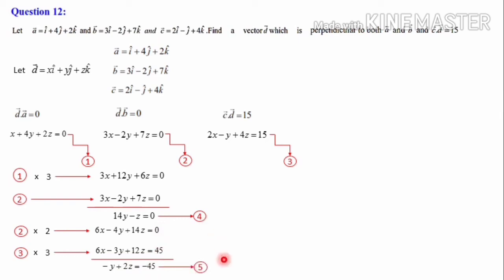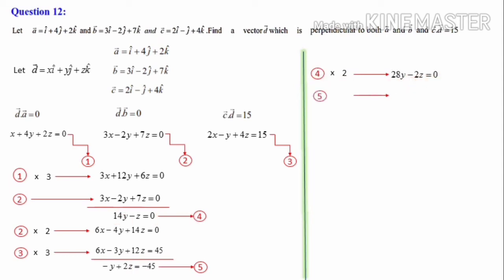When you check equations 4 and 5, there are only two coefficients, y and z. So multiply equation number 4 with 2, that will come as 28y minus 2z is equal to 0. Equation number 5 stays the same. Here the coefficient of z was minus 1 and here it was 2, so I multiplied by 2 so the coefficient of z in 4 and 5 will be the same. Equation number 5 I am taking as it is, that is minus y plus 2z is equal to minus 45. Then we can go for calculation.